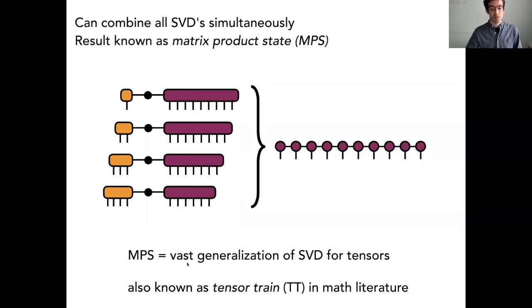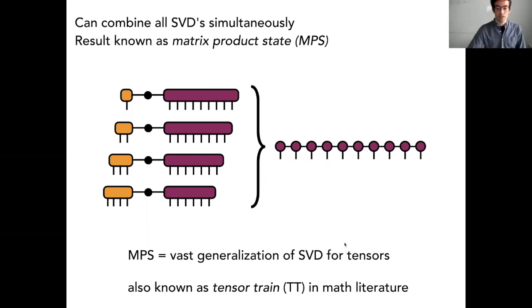And that's the matrix product state tensor network. That's really what's going on inside a matrix product state tensor network. That's really what it is. This has another name in the math literature that you might see a lot called the tensor train. They're exactly the same thing, but depending on the literature that you read, you'll see those two different names. Matrix product state is more commonly used in the physics literature. So you can think of it as a vast generalization of the SVD for tensors.